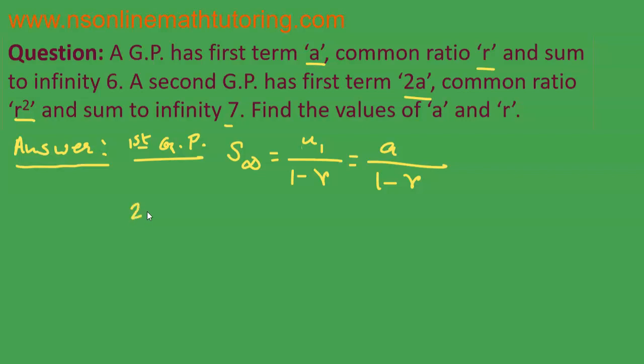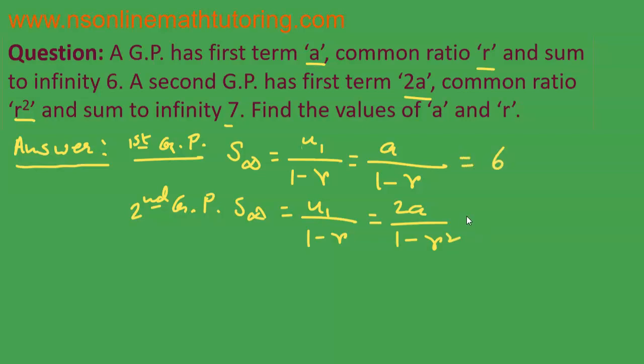And for the second GP, S infinity will again be equal to U1 over 1 minus R, but this time the first term U1 is equal to 2A and the common ratio is R square, so it is 1 minus R square. Okay. So this is equal to 6 and this one is equal to 7. These are the two equations that we have formed and we have to solve for A and R.